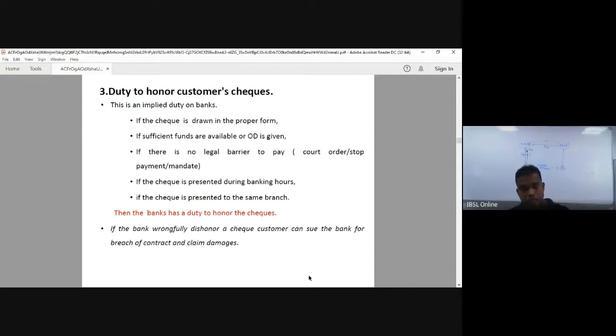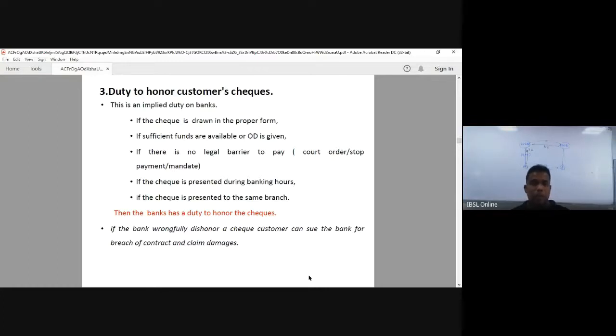So we say the check is presented after the banking hours, not during the banking hours. In a situation like that, what is the position? Can we pay? If that condition is not fulfilled, the bank has no duty to pay. Whether you pay or not is a different thing, but the bank has no duty. So the check has to be presented during the banking hours.